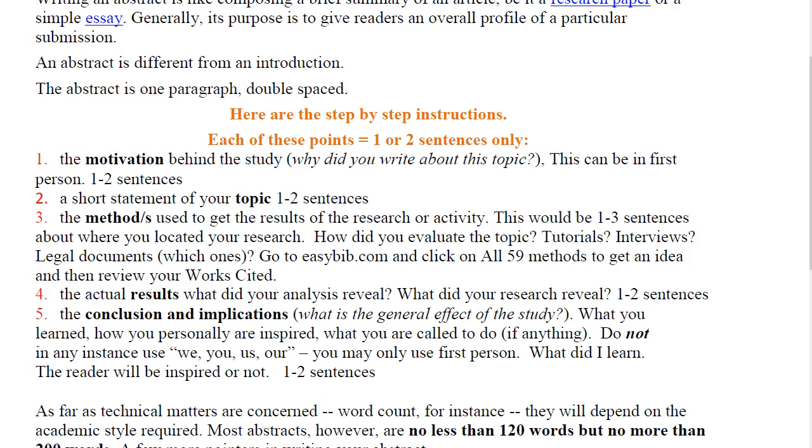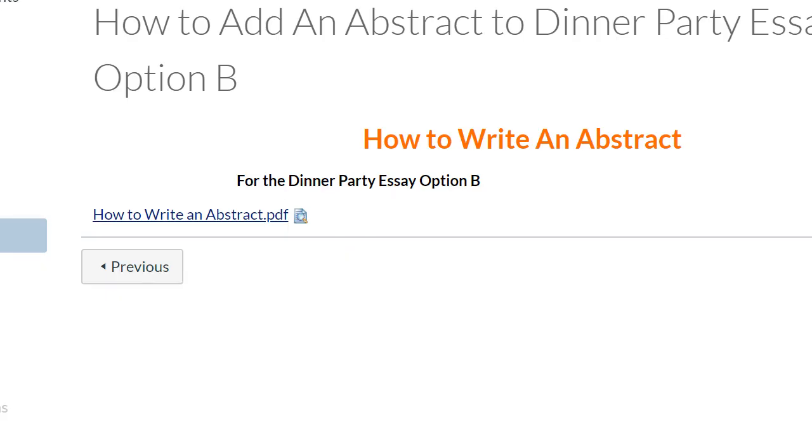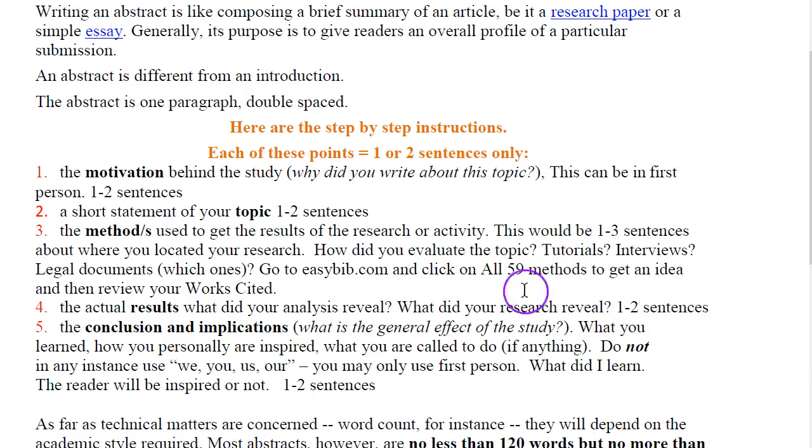And in that short statement, I would indicate the people that I was inviting to the dinner party in these two sentences. The next section would be, I would indicate which websites I went to find information about the project. Then I would indicate the actual results. What did I learn? What did my research reveal? It revealed that this project was going on, how it could benefit others, and so forth.